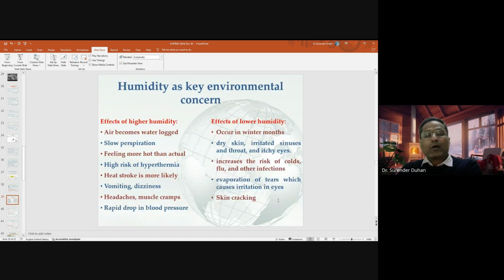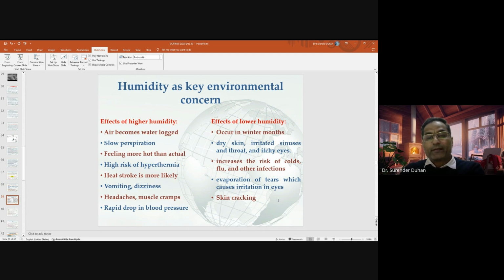Humidity is a key environmental concern: effect of higher humidity and effect of lower humidity. Effect of higher humidity: air becomes waterlogged, perspiration is slow, you feel hotter than actual, high risk of hyperthermia, heat stroke is more likely, vomiting, dizziness, headache, muscle cramps, rapid drop in blood pressure.